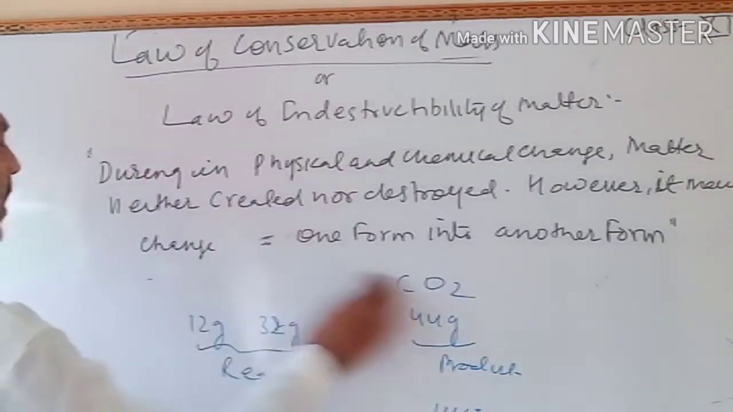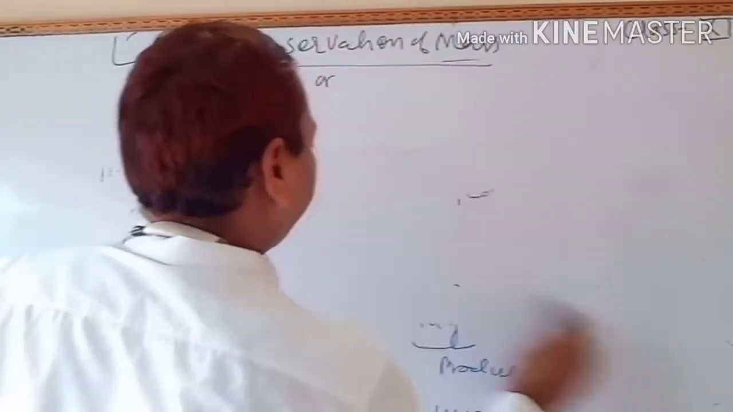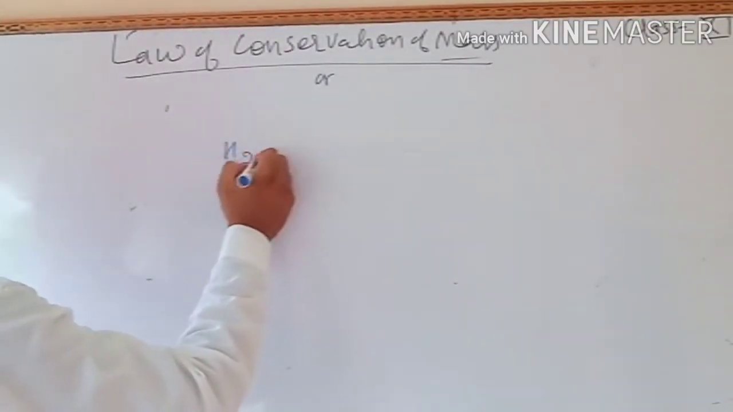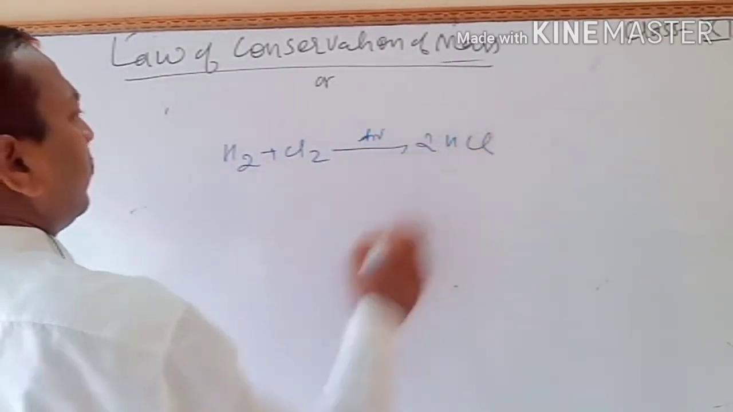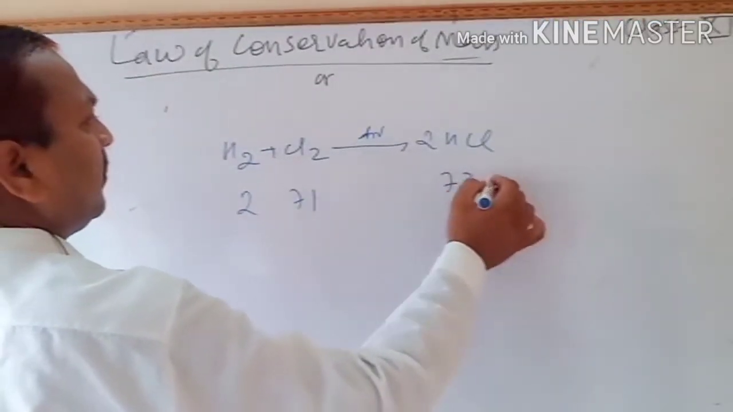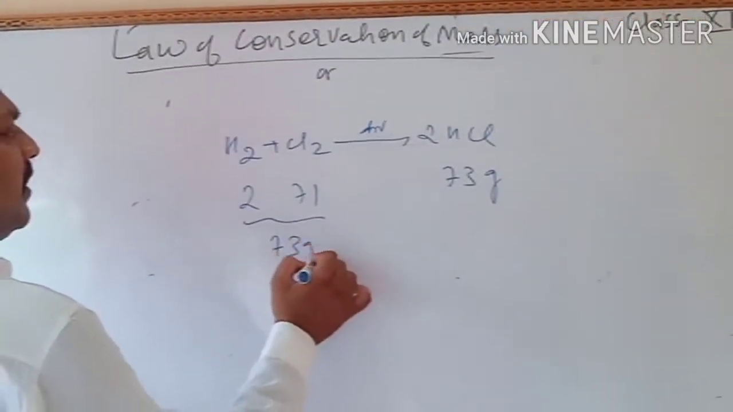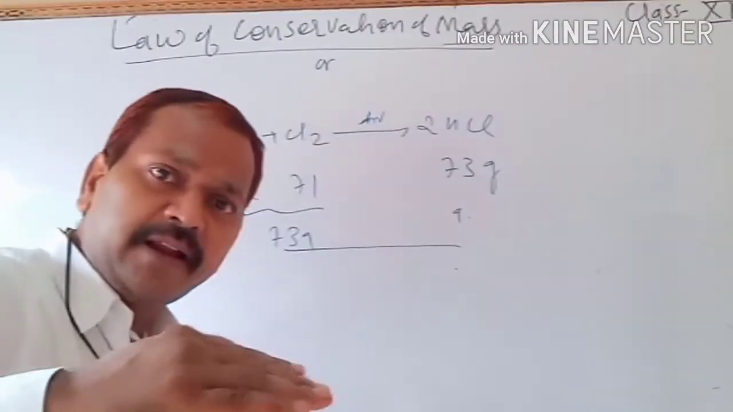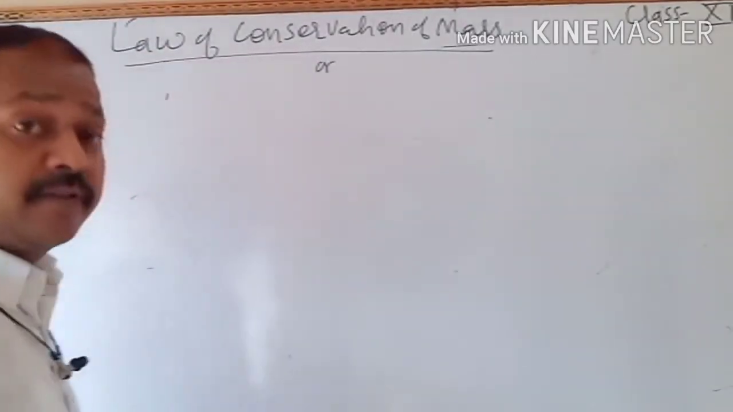Clear? Now next reactions I am going to take up. One more example to make sure it is clear. A very simple reaction: H2 plus Cl2 in sunlight gives HCl. So 2 gram and this is 71 gram, so you will see 73 gram. Collectively 73 gram. So this equation also obeys the law of conservation of mass. Total mass of reactant is equal to total mass of product. Clear?